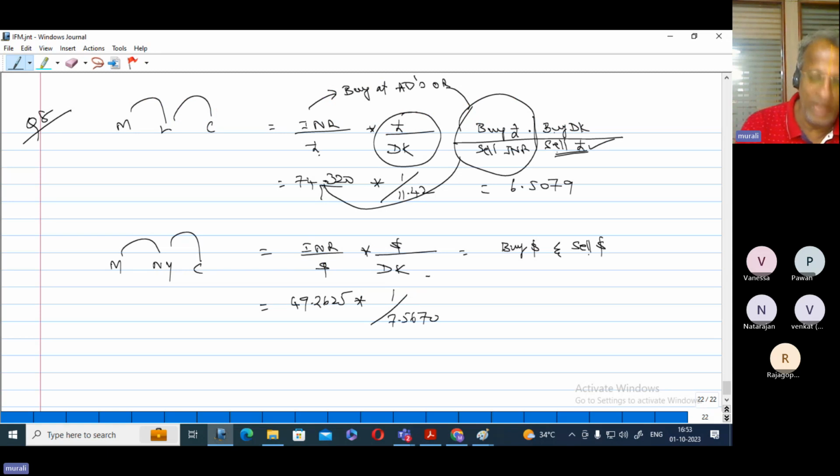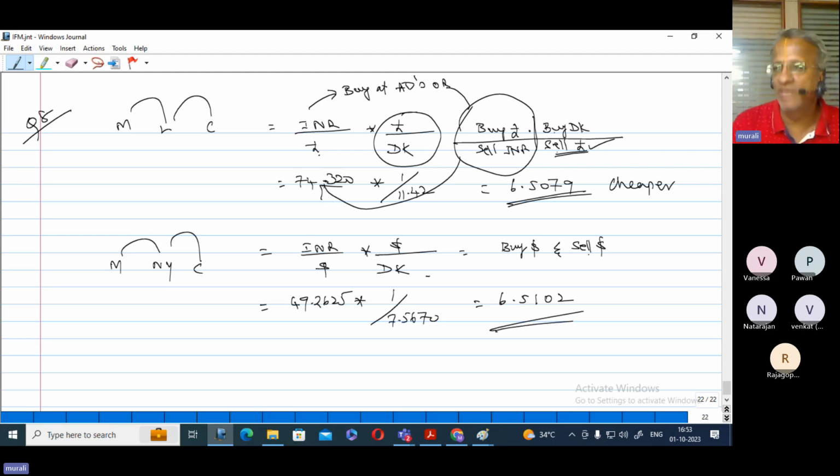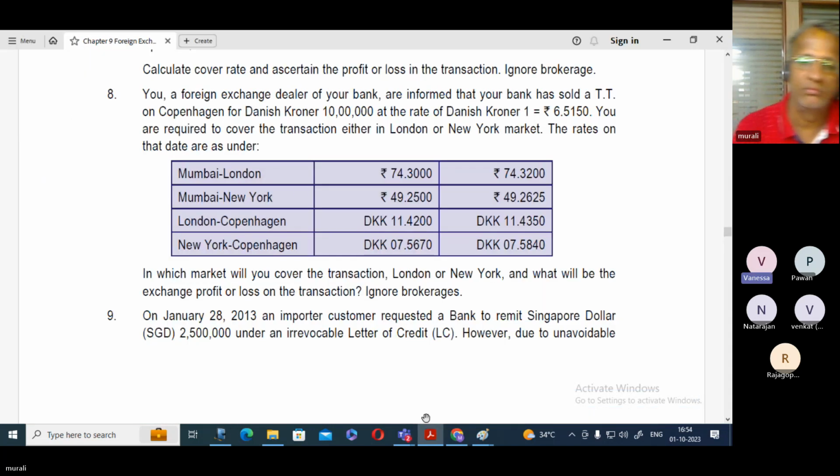Now let us just do that. 49.2625 divided by 7.5670 gives you 6.5102. So this is cheaper, because I buy lower than the higher New York route. Is that clear? Say yes or no? Yes, sir.